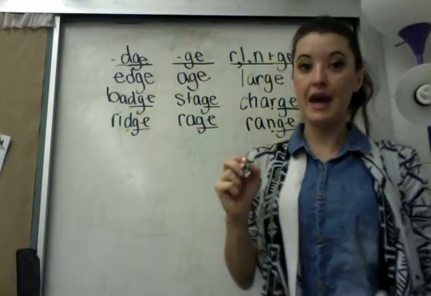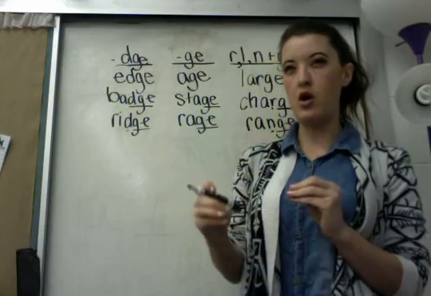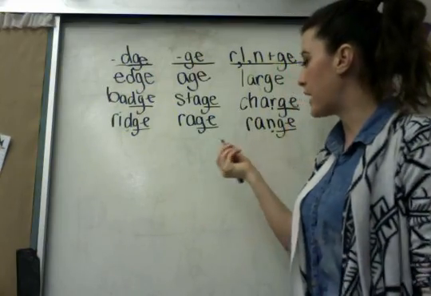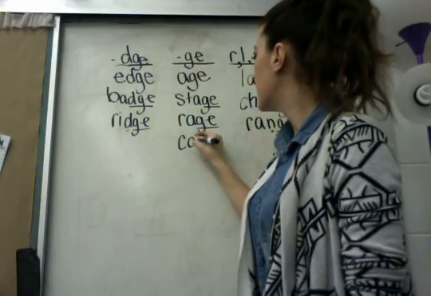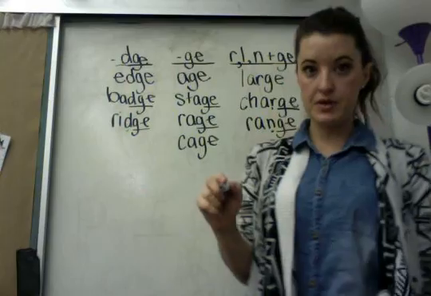Our next word is the word cage. Age. So again, I hear that long A sound with the J at the end. So I'm going to say right cage under column 2. Age. Cage.